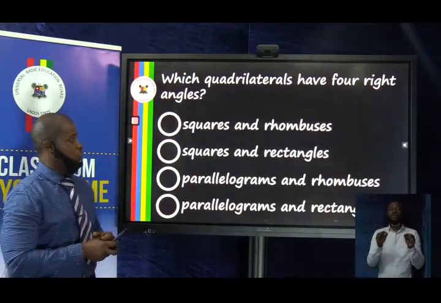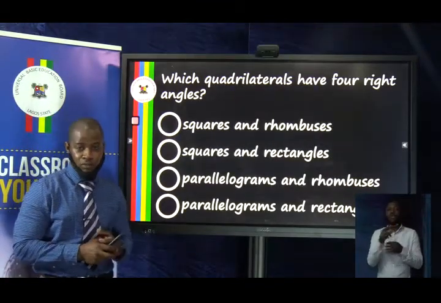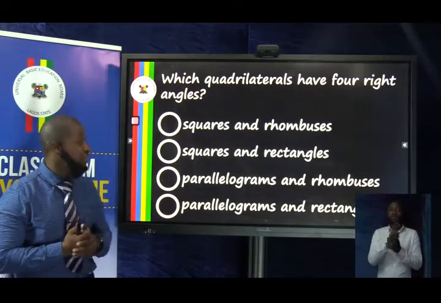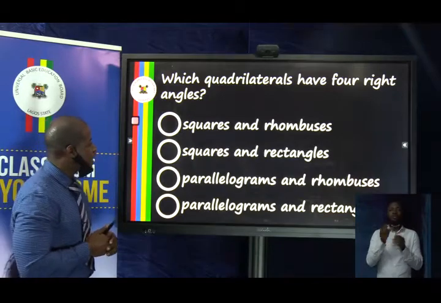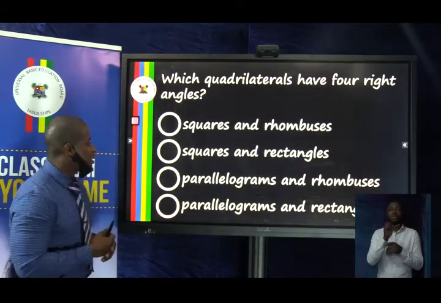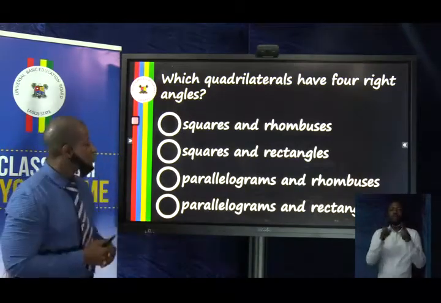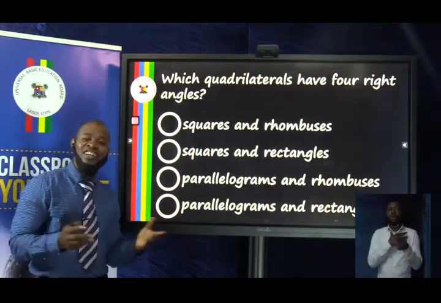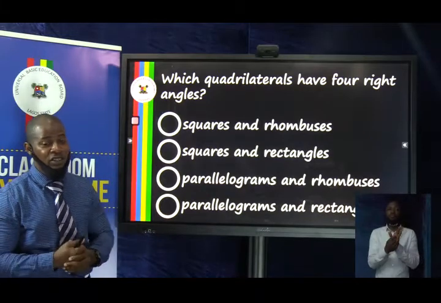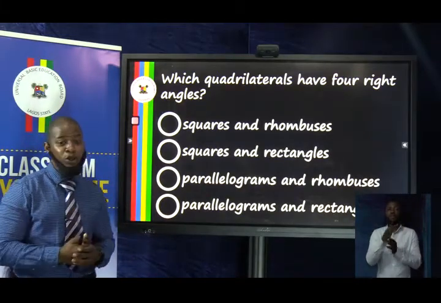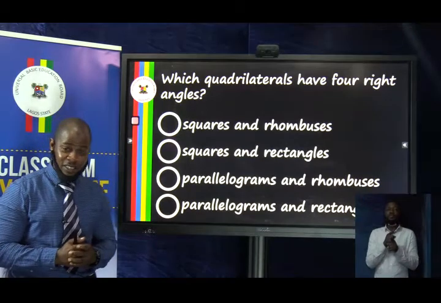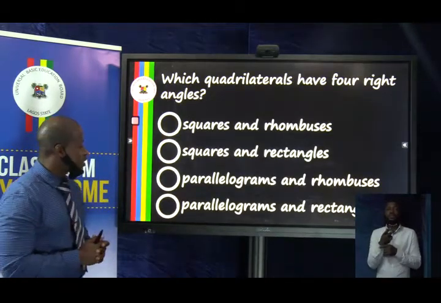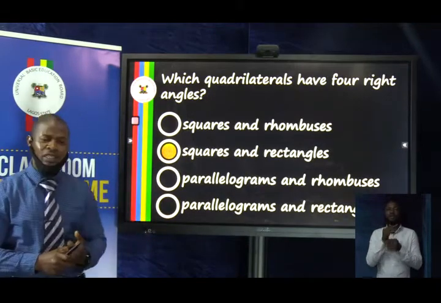Which quadrilaterals have 4 right angles? Which quadrilaterals have 4 right angles inside? The options are squares and rhombuses, squares and rectangles, parallelograms and rhombuses, parallelograms and rectangles. The answer is obvious, but have you selected your answer? Is that your final answer? All right, let's see. The answer should be squares and rectangles.